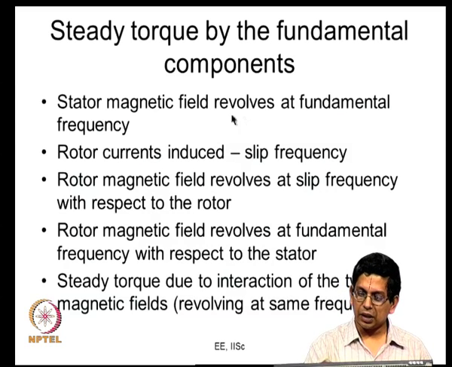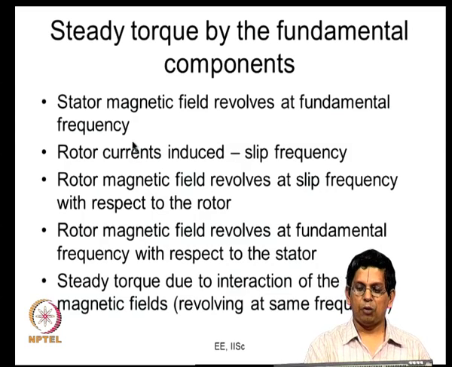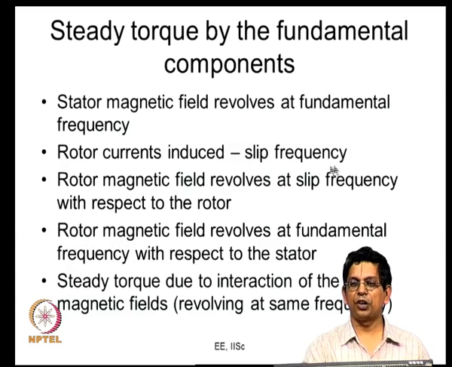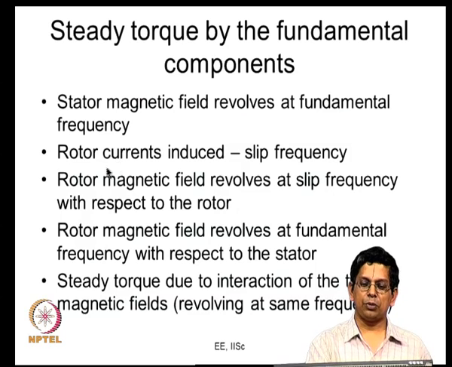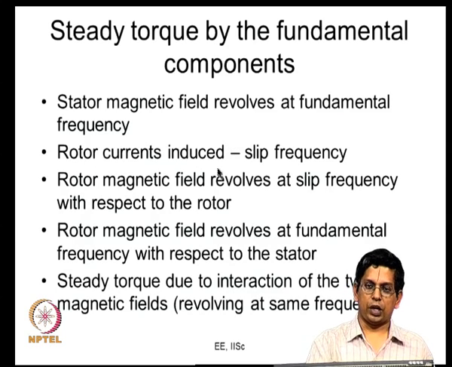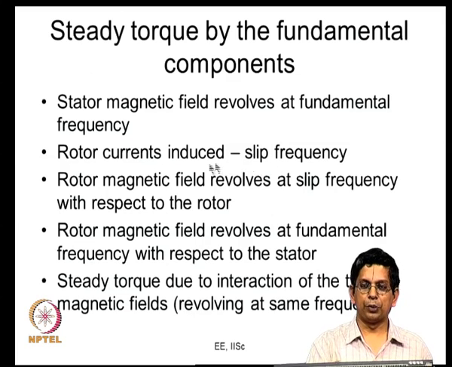So, the stator magnetic field revolves at the fundamental frequency, and there is some EMF induced in the rotor. That is at slip frequency. So, this MMF wave goes past the rotor at slip frequency. So, slip frequency EMFs are induced in the rotor, and the rotor provides a shorted path and therefore, you are going to have slip frequency rotor currents.